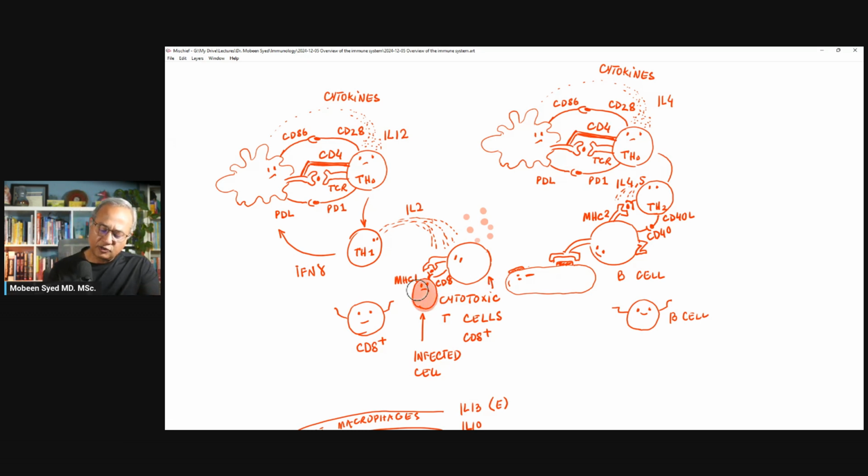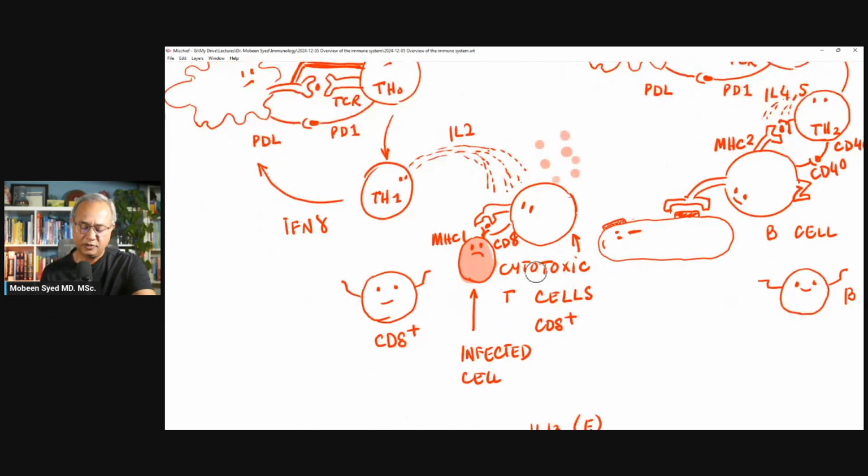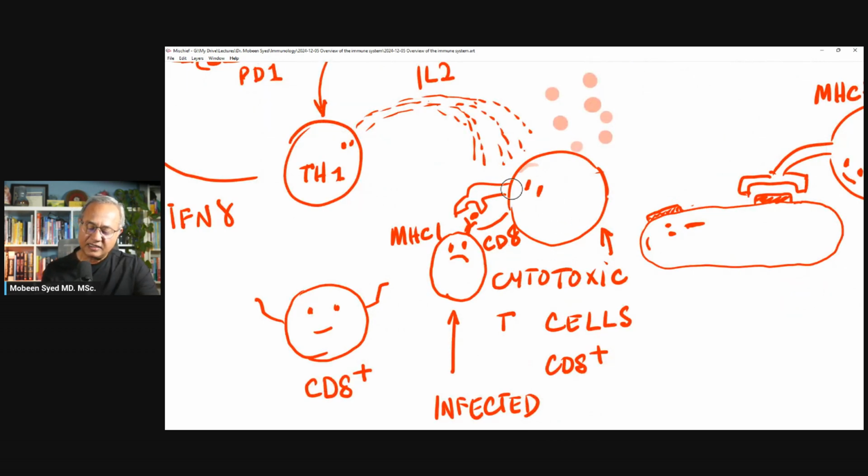So here we are just looking at some nucleated cell. For example, let's say it's a muscle cell or a skin cell where the infection was, or some lung cell where the viral infection occurred. And this cell is infected with, let's say, a virus. And this cell was presenting the viral antigen on its MHC1. When this cell is doing that, then the cytotoxic T cell will bind to that area with its T cell receptor. Plus, if you see here, this is CD8 molecule that is bound with the MHC1.